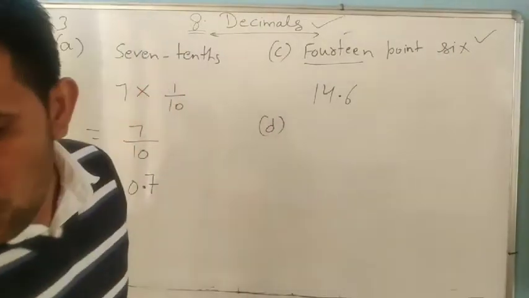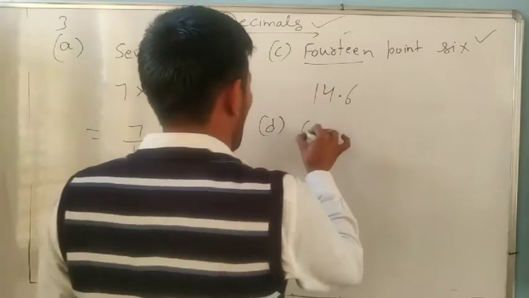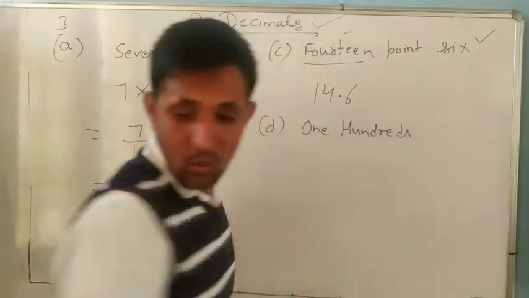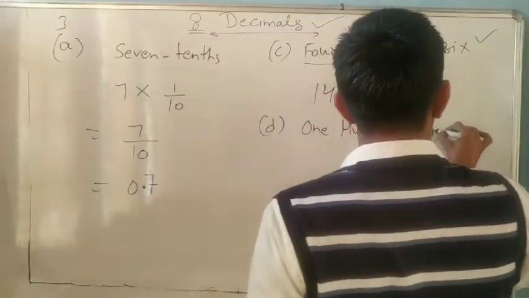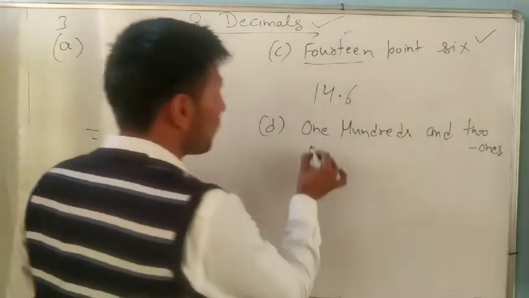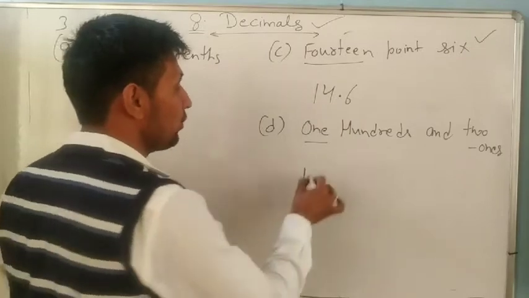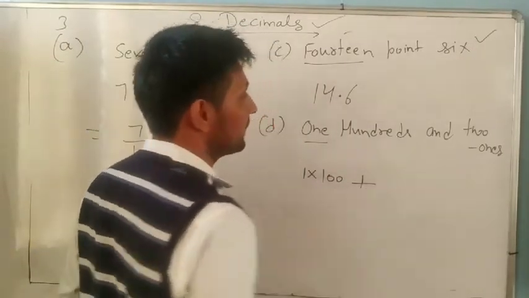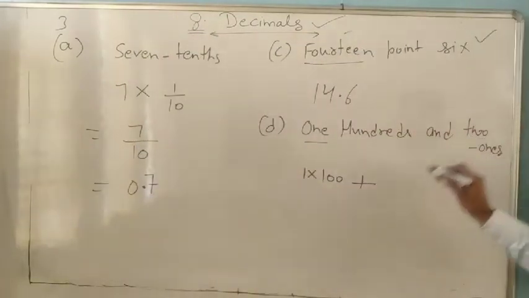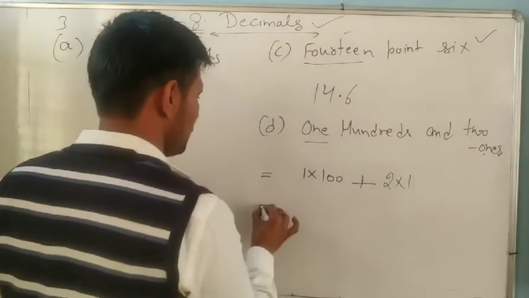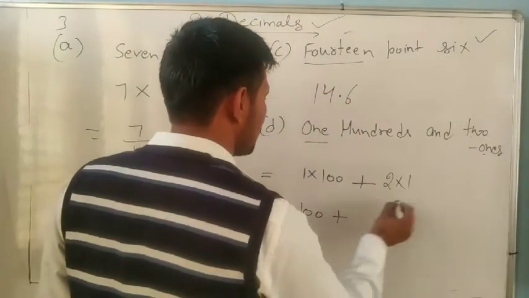Next is D part: 1 hundred and 2 ones. So we have to write 1 into 100, hundreds means 100 place value, and plus, and 2 into ones, which is 1. So we will write it like this: 1 into 100, plus 2 into 1.